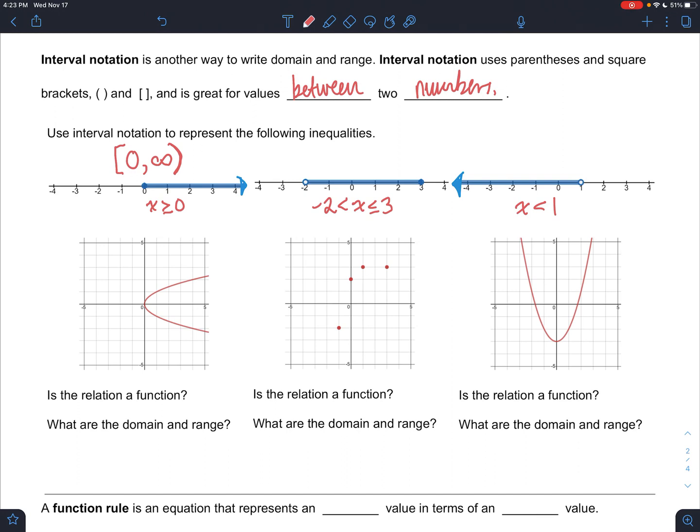Infinity and negative infinity always have parentheses. Okay? So in the middle here, we start at -2 and go to 3. We touch 3. We don't touch -2. So that would be the interval notation for that segment.